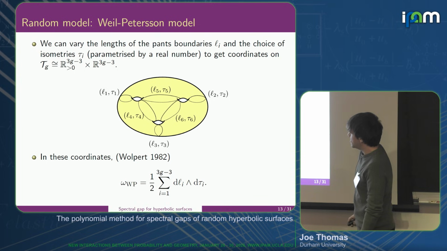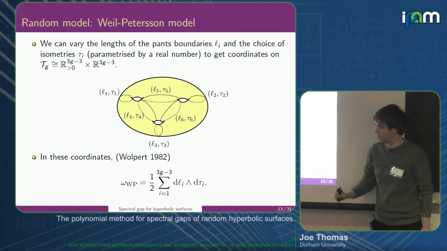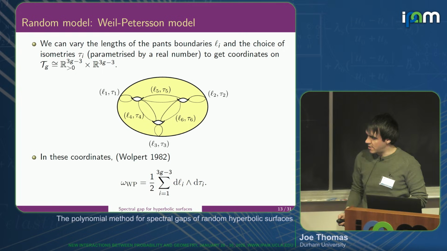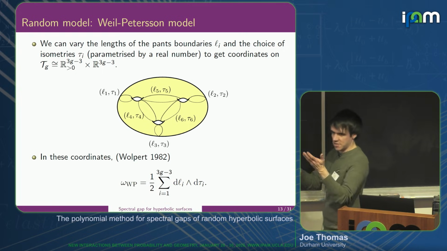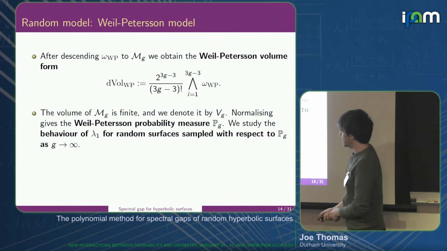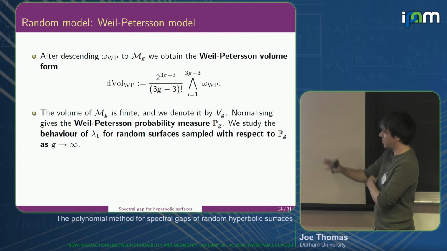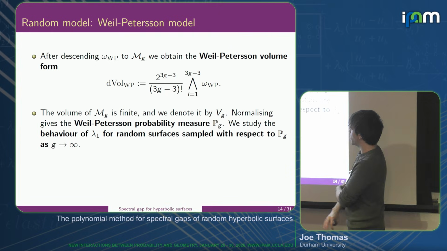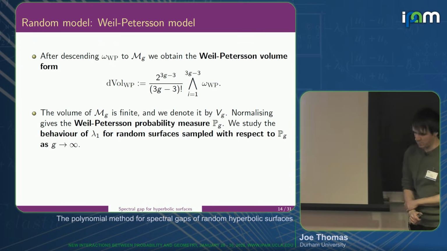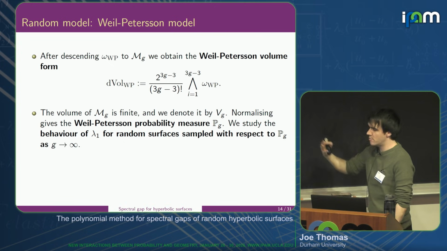Okay. And then you have this nice magic formula of Weil-Petersson that tells you that this Weil-Petersson symplectic form is just a wedge product of the length and the twist parameters. Okay. And then I can wedge this up to get a volume form. It's a Lebesgue measure. After doing some nice normalizations, I descend it to my moduli space, I get this volume form. So roughly speaking, what I'm interested in is, because we know that this moduli space has finite volume, we normalize to get a probability measure, and then we can ask the question, what's the behavior of lambda 1 for a typical surface sampled with respect to this measure as the genus goes to infinity? Because this is the regime in which we expect to see these spectral results happening.